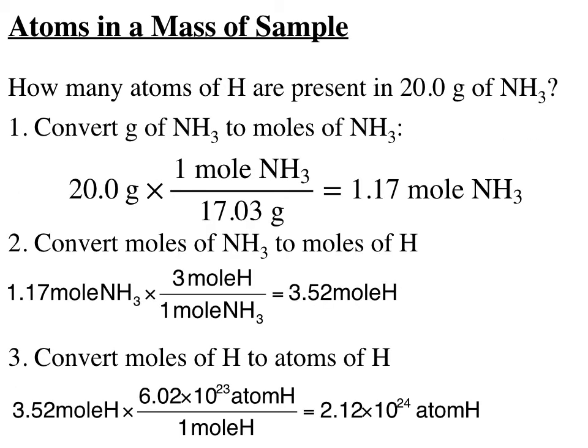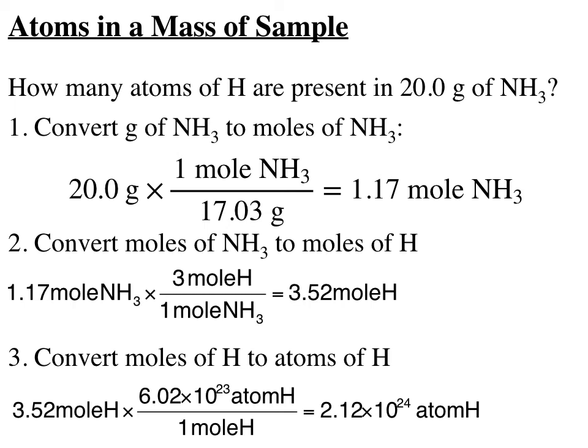In this example, from the mass of a sample of ammonia, I am asked to determine how many atoms of H must be present. This will actually require the use of 3 conversion factors. Again, I could string them all in a straight line to get the correct answer, or I can do it stepwise. And on this particular slide, I do this problem in 3 individual steps.